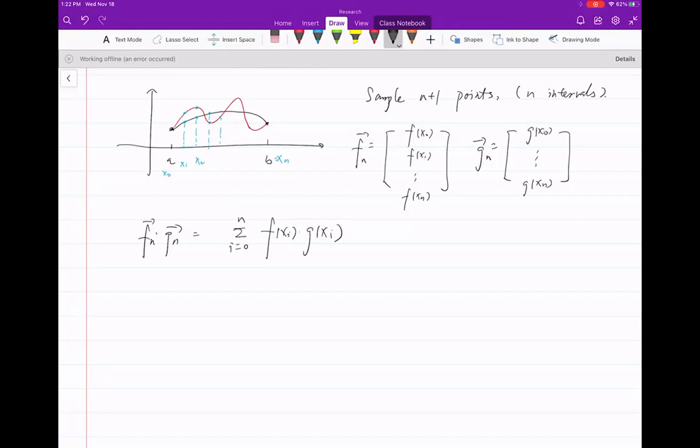Okay, you take 3 points, you have a correlation. You take 30 points, you have another correlation. Our job is to let n go to infinity. You take infinitely many points, you have the final correlation between two functions. Good so far? All right. Now, is this one well-defined?